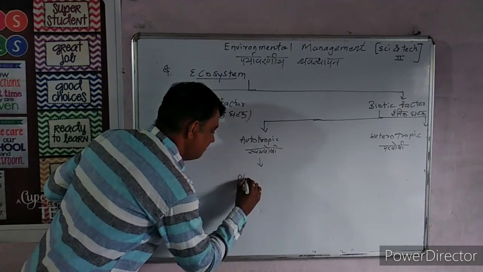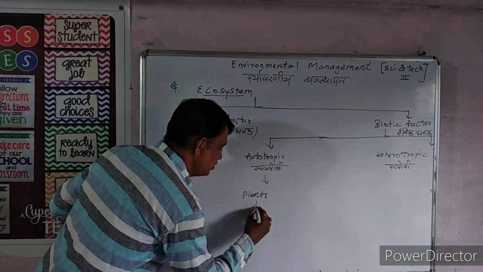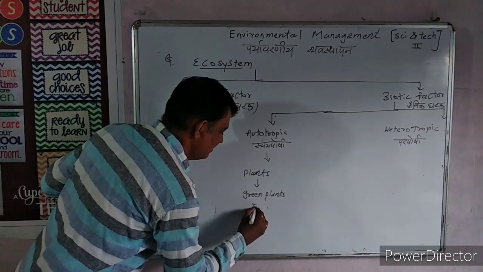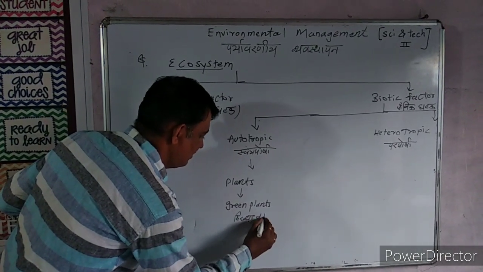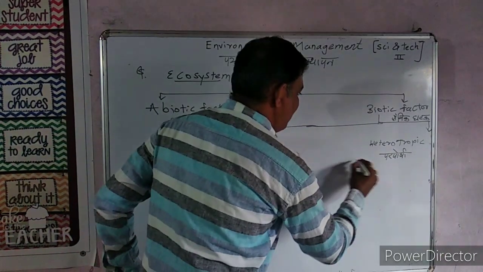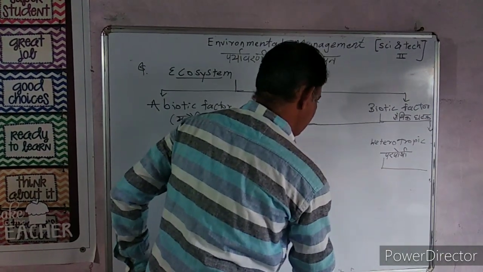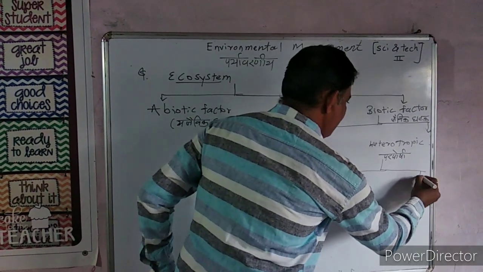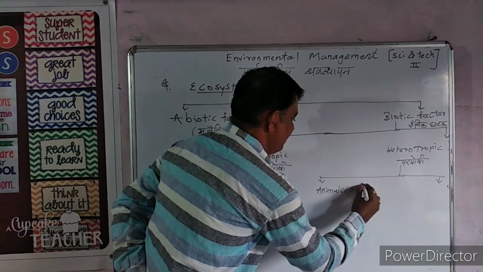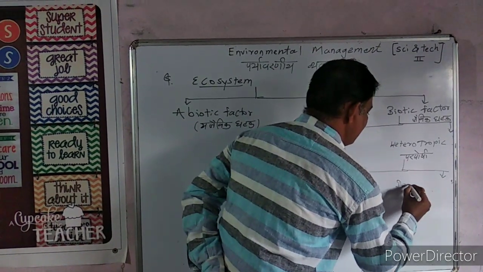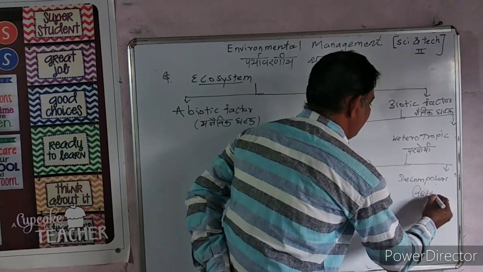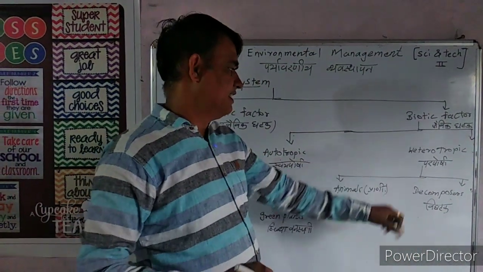An example of autotroph is plants, mostly green plants. And examples of heterotrophs are animals and decomposers. Many insects and others are examples of decomposers.